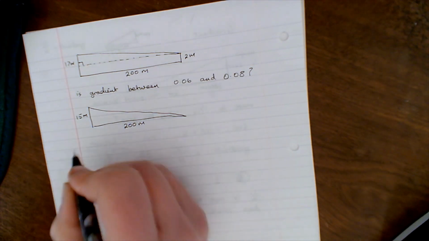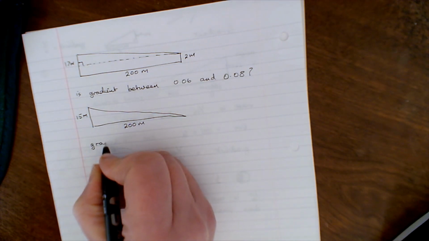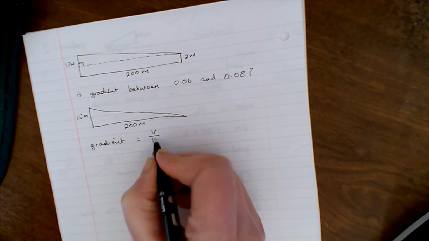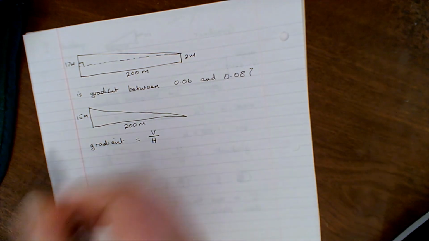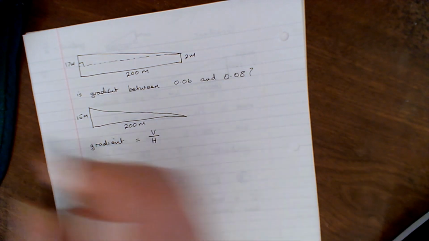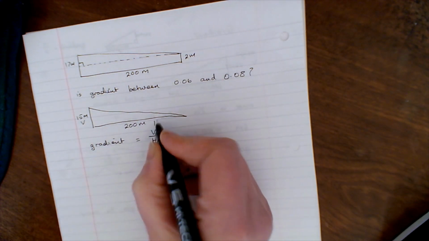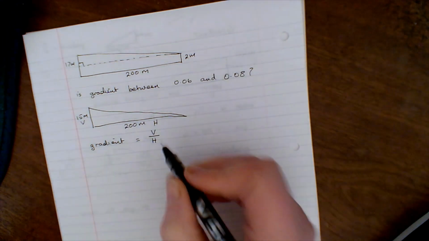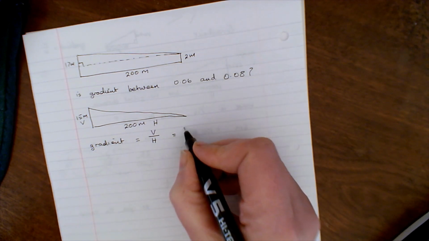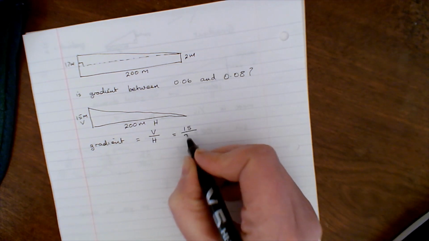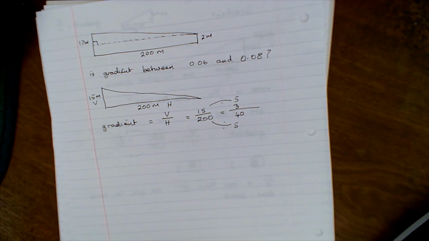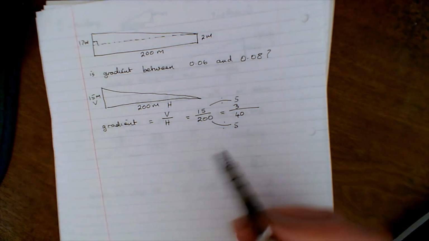Now we want to find the gradient. Gradient equals change in vertical over change in horizontal. Well, that's fine. This is the change in vertical. This is the change in horizontal. Always a good idea to actually mark that on. So we've got 15 over 200, which is a fraction which we could simplify.